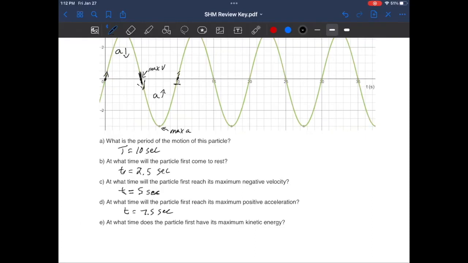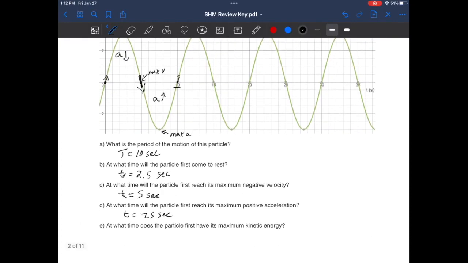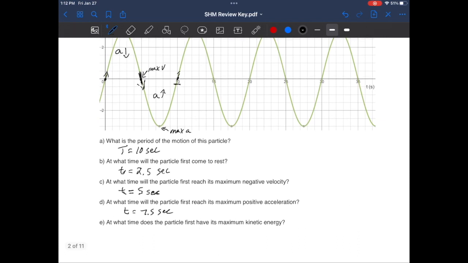At what time does the particle first have its maximum kinetic energy? Maximum kinetic energy will happen at maximum velocity. Kinetic energy doesn't care about the direction of the velocity because the velocity is being squared. So we get maximum velocity at equilibrium, and we actually started at time equals 0 at maximum velocity. So maximum kinetic energy is maximum velocity, which is located at the equilibrium, like I said.